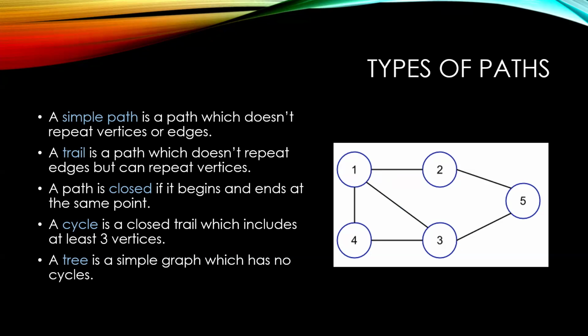A cycle is a closed trail which includes at least 3 vertices. And so 1, 3, 4, 1, that's a cycle. 1, 2, 5, 3, 4, 1, that is a cycle. A tree is a simple graph which has no cycles. And so this is not a tree because it has multiple cycles.